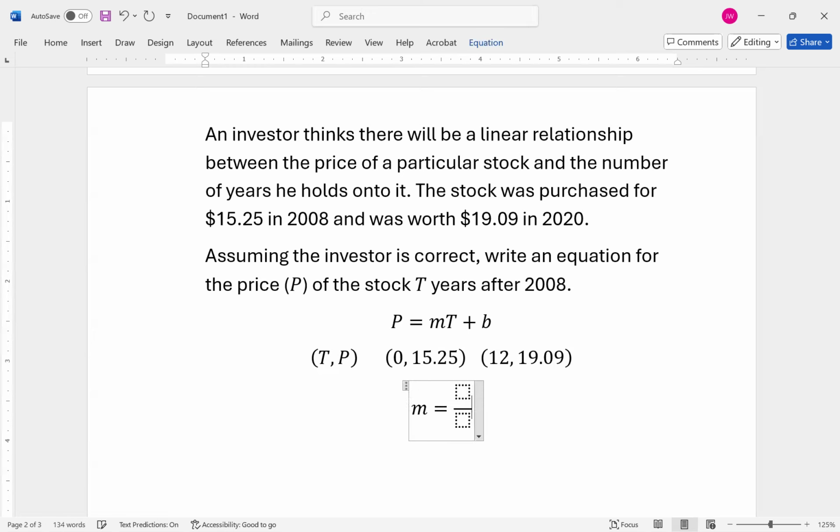In order to find the slope, what I would do is my standard slope formula, the y value of point 2 minus the y value of point 1, divided by the x value of point 2 minus the x value of point 1. 19.09 minus 15.25 comes out as 3.84. 12 minus 0 is just 12. So when I divide that, I get 0.32 as my slope.